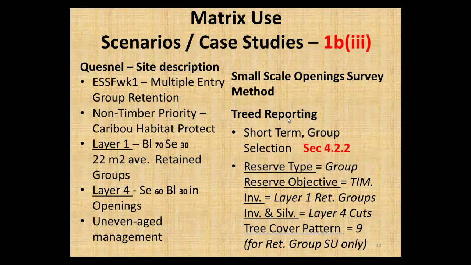Inventory would be layer 1's only for the reserve groups, and you have to report those separately. It'd be separate polygon. And the inventory and silviculture layers 4 for the cuts, you would have a label for both of those. So for the tree pattern, you really only have to report that for the SU that pertains to the group selection, just the parts that are retained.